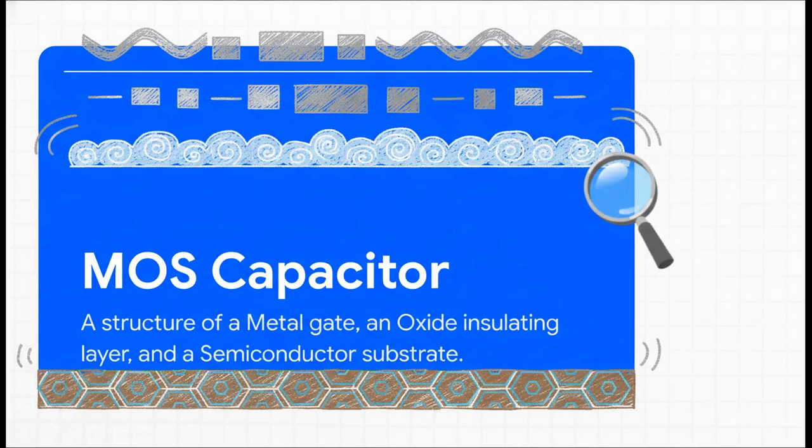So what does MOS even stand for? Well, it's actually an acronym for its three layers. You've got a metal gate on top, then a super thin oxide layer that acts as an insulator, and at the bottom a semiconductor base. Metal, oxide, semiconductor. MOS. See? It's all right there in the name.